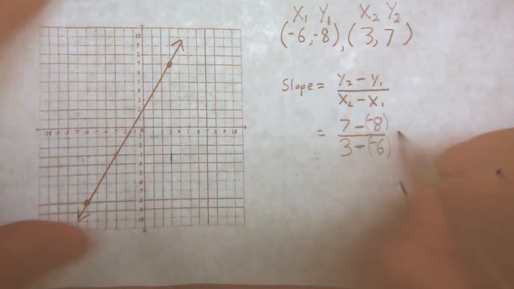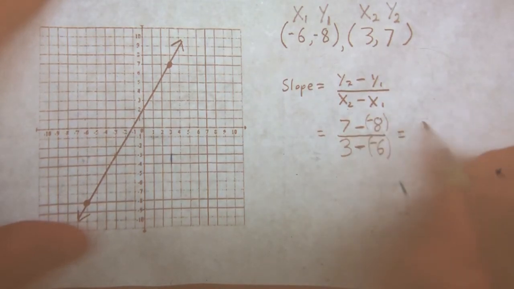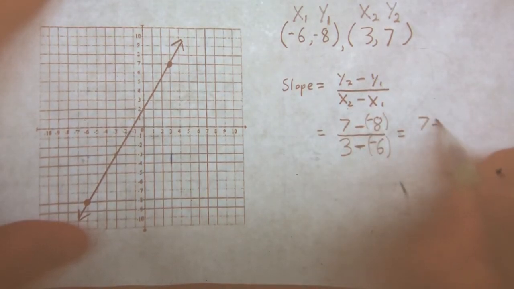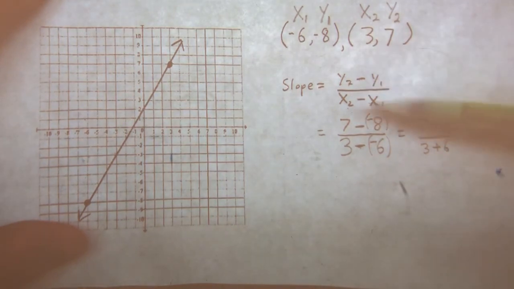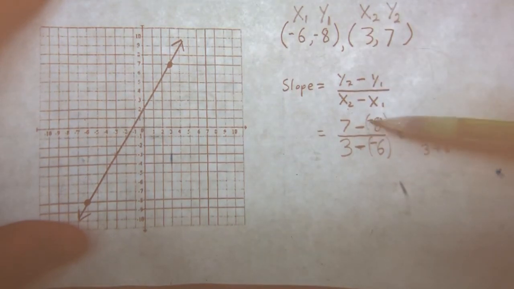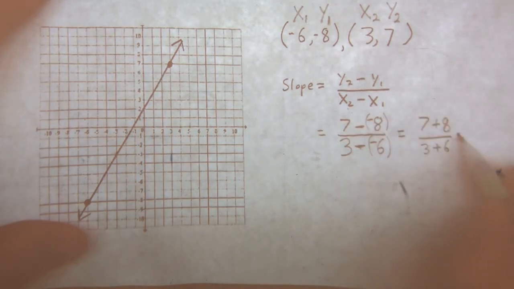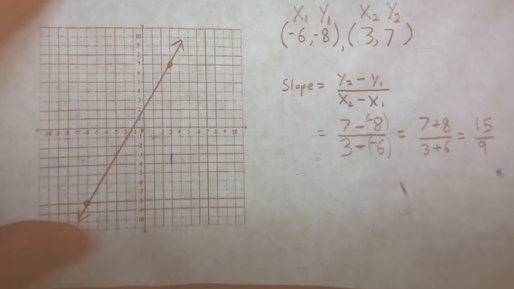Now we know that when we subtract a negative, that is the same as adding a positive. So this will actually become 7 plus 8 and 3 plus 6. I chose these because I wanted to demonstrate that sometimes you're going to end up with a situation where it's minus a negative. And 7 plus 8 is 15, and 3 plus 6 is 9. So we have a slope of 15/9.